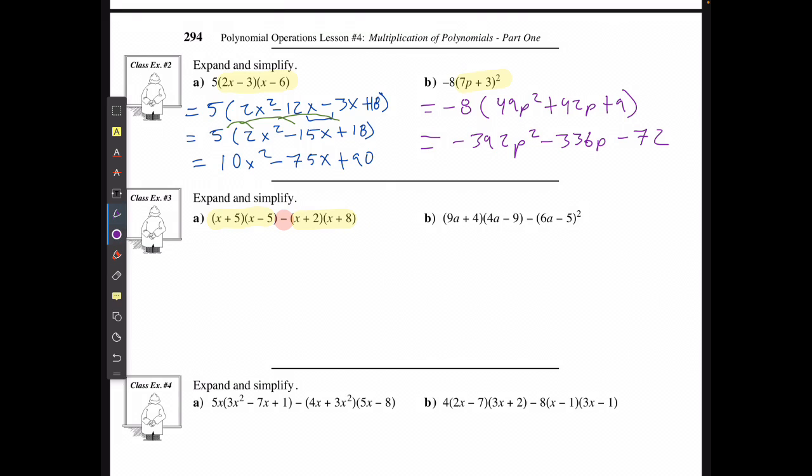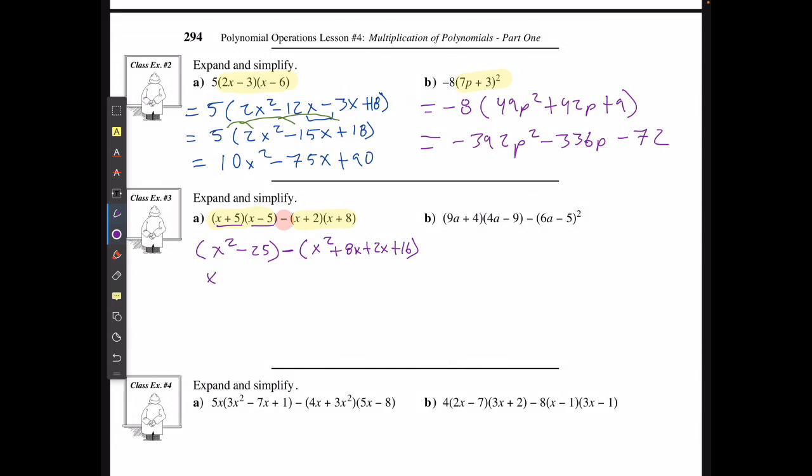So for the first one, I can see that it's the same two terms, but one is positive and one is negative. So I know the result from that is going to be x squared minus 25. First one squared minus the second one squared. Don't forget the minus here, and then I can expand this out. And for the second part, it's going to be x squared plus 8x plus 2x plus 16.